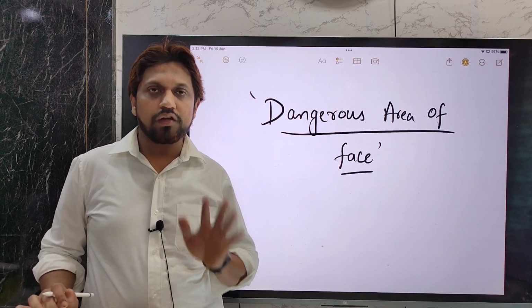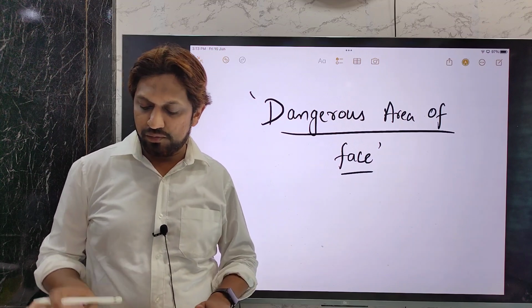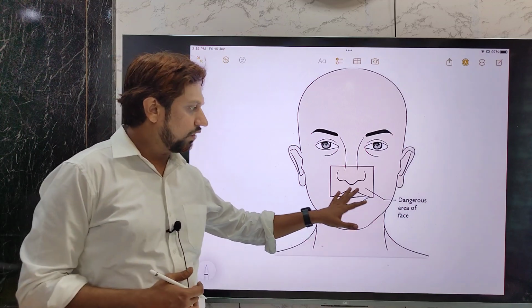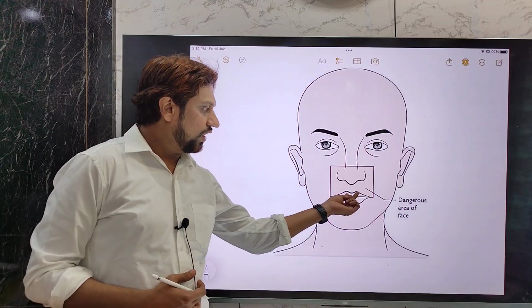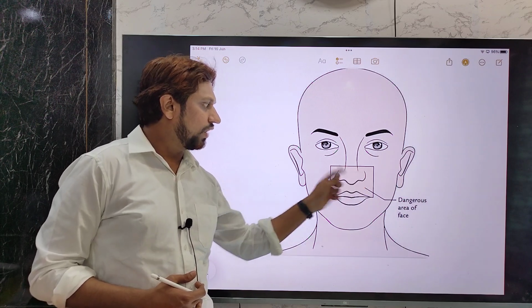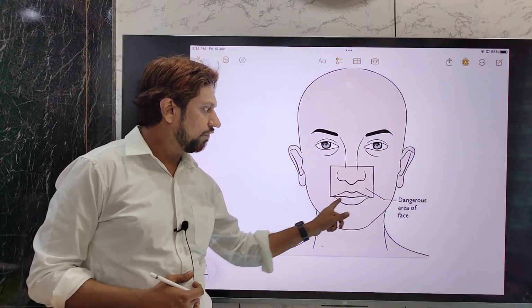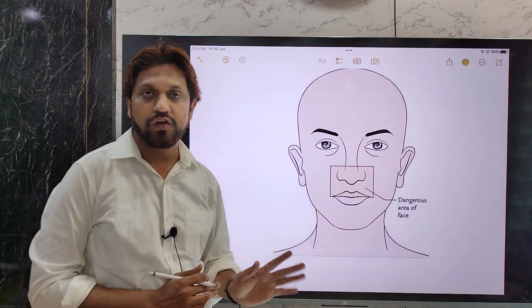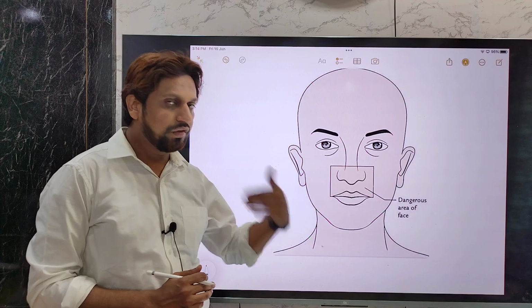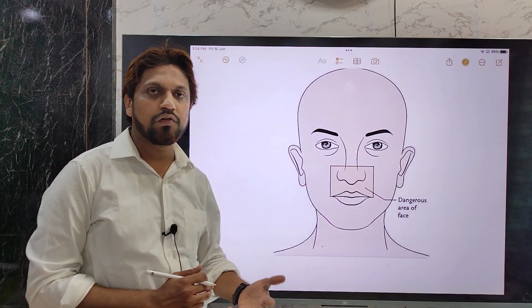What does this dangerous area of face mean? So let me directly come to the point. If you see this particular part of the face, that is this region, that is the upper lip, the lower part of the nose, and this adjacent area. So this particular zone of the face is known as dangerous area of the face. Okay. So let me first describe the parts of the dangerous area of the face. Then we'll discuss the clinical significance, why it is called so, and all.